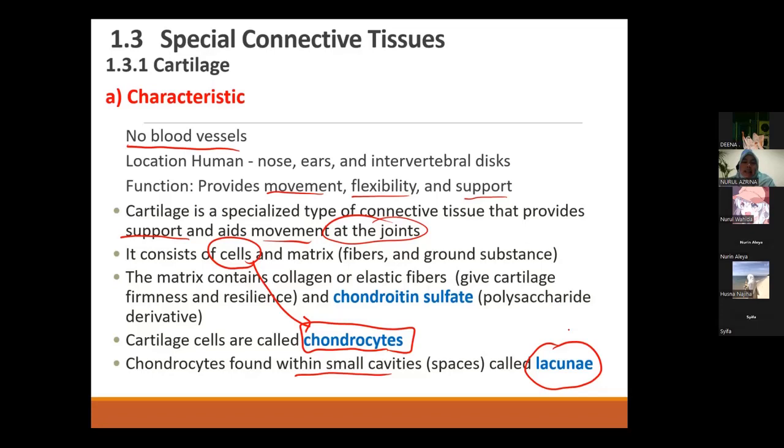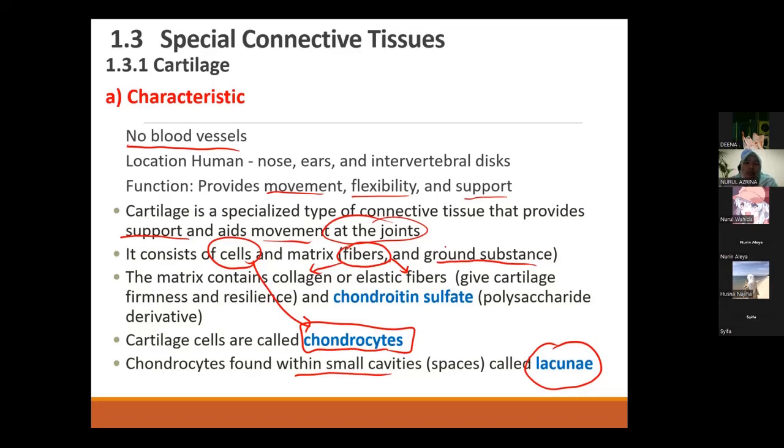Okay, next is the matrix. What are the components of the matrix? What is matrix, madam? To understand, matrix is like the cytoplasm of the cartilage, but we cannot call it cytoplasm, so we call it matrix. The matrix contains fibers, where they have collagen fiber and also elastic fiber. The fibers provide firmness and resilience to the cartilage, right? And the matrix contains not only fibers, but also the ground substances.